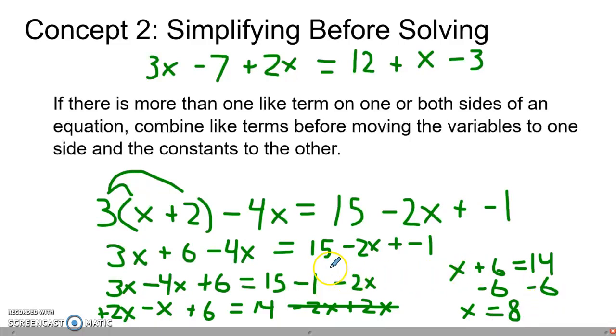All right. If we hadn't combined like terms ahead of time, we would have had a lot more steps in moving equations, or moving terms across the equation. Okay, so make sure that you simplify before you start moving those terms.